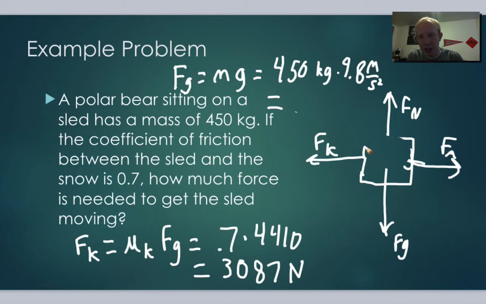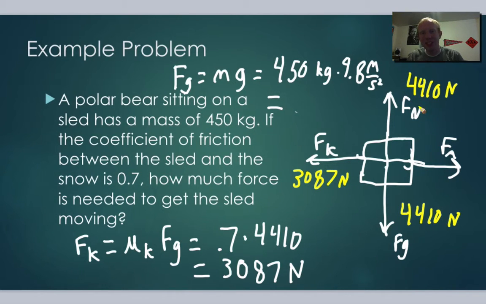Okay, so if we're looking at this diagram again, a little less cluttered, we know that this gravitational force was 4,410 newtons. We know this friction force is 3,087 newtons. So the normal force is also going to be 4,410 newtons. If we want to get this polar bear on the sled moving, we at least have to push with as much force as the friction is going to give us. If we don't push with at least that much, we're never going to move.